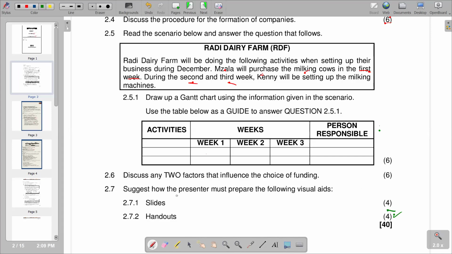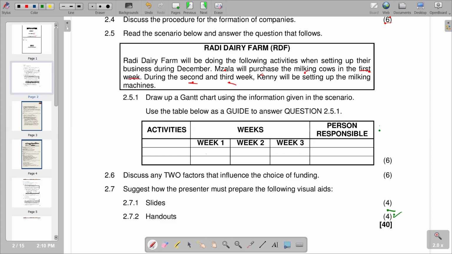So we've got some software that is used there in the form of slides. A slide basically is a single page of presentation created with software such as PowerPoint. So mainly this slide, we see it being a projection that comes out of software called PowerPoint. And also we have a handout, which is basically a hard copy in the form of printed information. So our question is saying suggests how the presenter must prepare. So the preparation process in terms of slides and handouts is what's being asked.